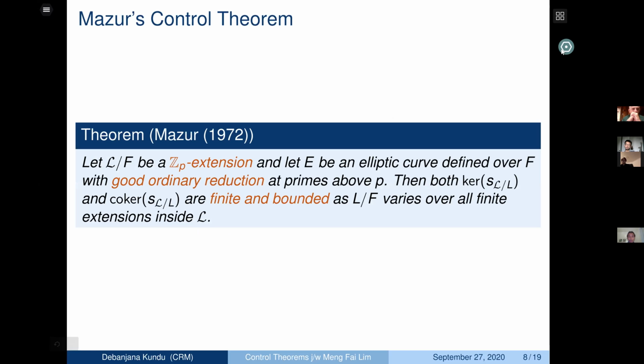There was this remarkable result that he proved. He said, if you're looking at a Z_p-extension, so your Galois group of L over F is the group of p-adic integers, which is a p-adic analytic extension, and your elliptic curve has good ordinary reduction at primes above p, then the kernel and cokernel of the restriction map from the previous slide are both finite and bounded as you vary over all finite extensions inside L. This was the first control theorem that had been proven.